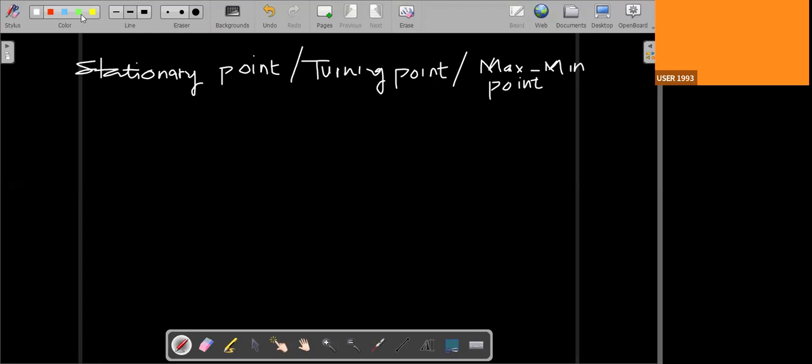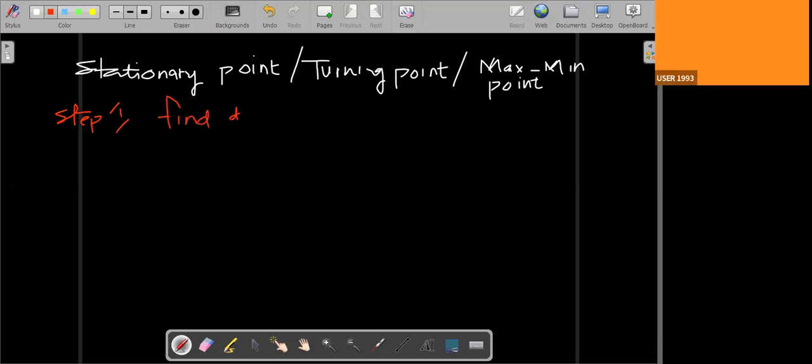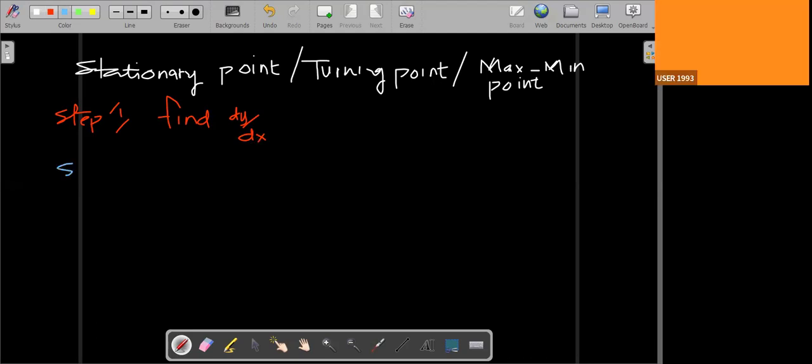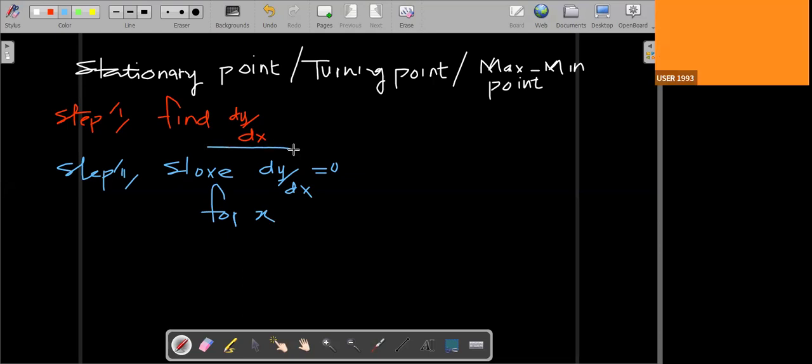First step, step one is find dy by dx. Step two, solve these equations. Solve dy by dx is equal to 0, for x. Solve for x. You will find dy by dx first and then equate that to 0 and then find the x coordinate.